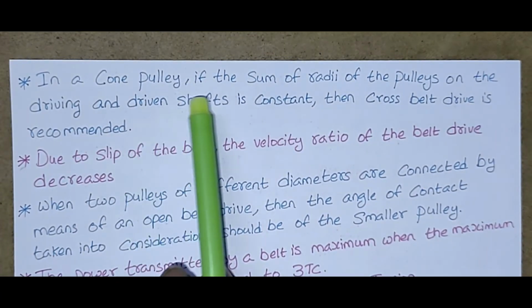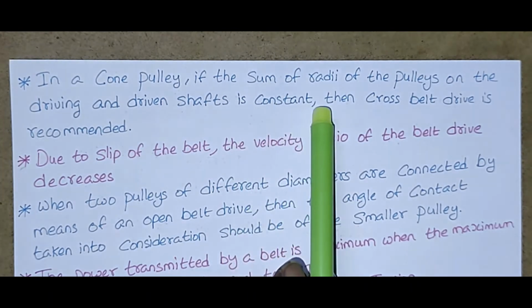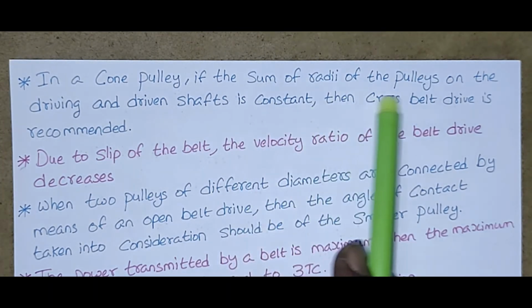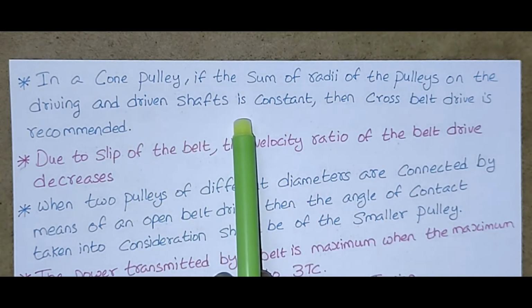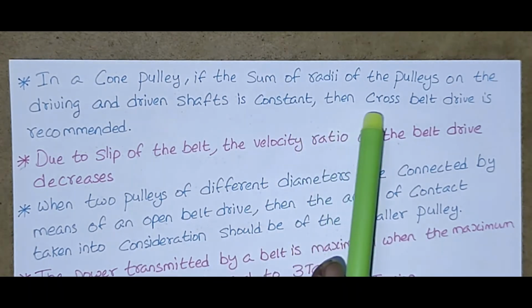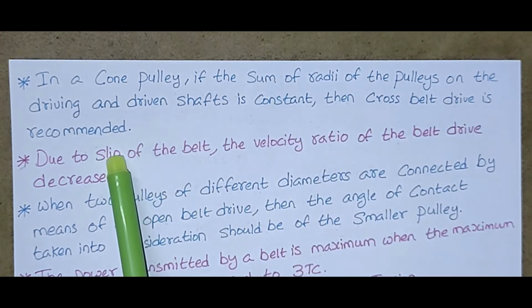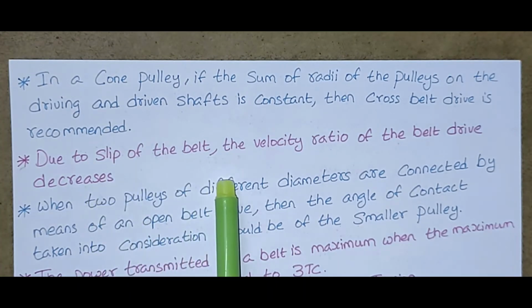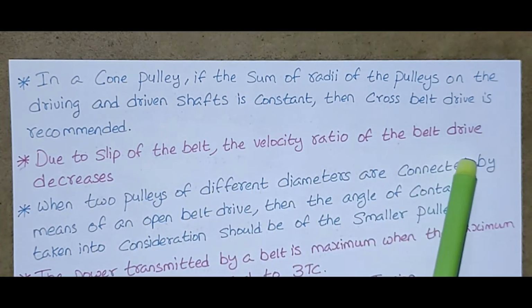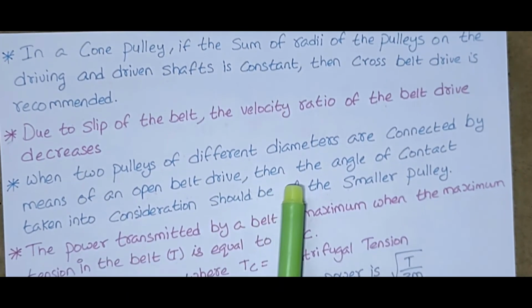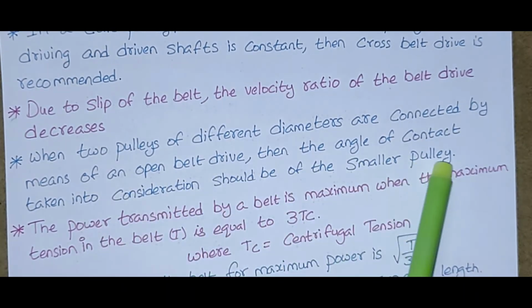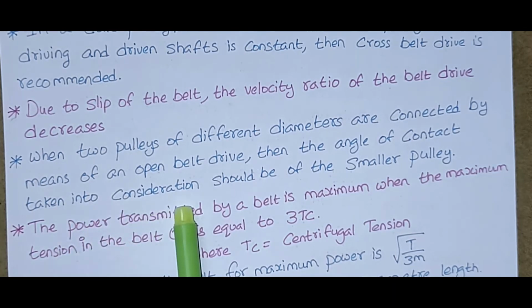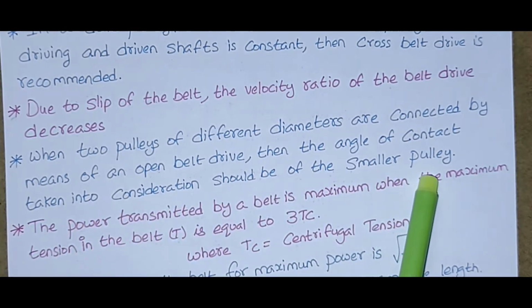In a cone pulley, if the sum of radii of the pulleys on the driving and driven shafts is constant, then cross belt drive is recommended. Due to slip of the belt, the velocity ratio of the belt drive decreases. When two pulleys of different diameters are connected by means of an open belt drive, then the angle of contact taken into consideration should be of the smaller pulley.